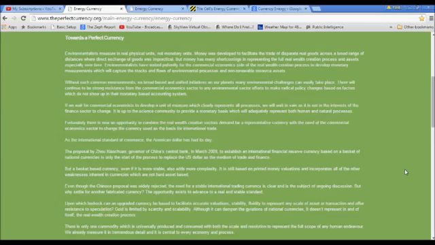But a basket of base currency, even if it is more stable, also adds more complexity. It is still based on printed money valuations and incorporates all of the other weaknesses inherent in currencies which are not hard asset based. Even though the Chinese proposal was widely rejected, the need for a stable international trading currency is clear and it is the subject of ongoing discussion.